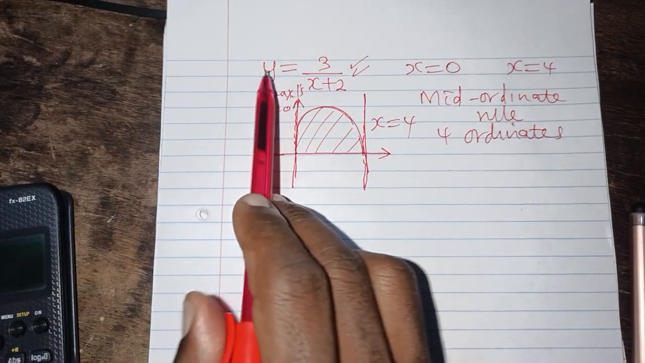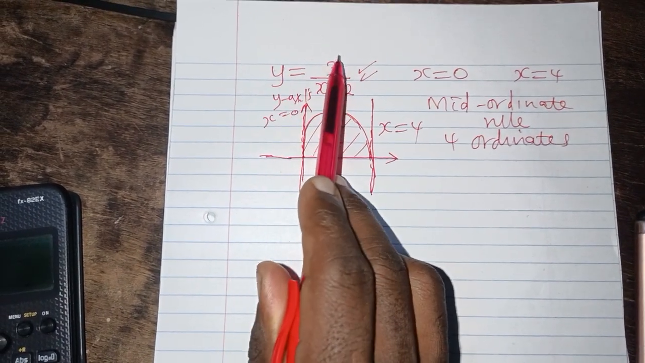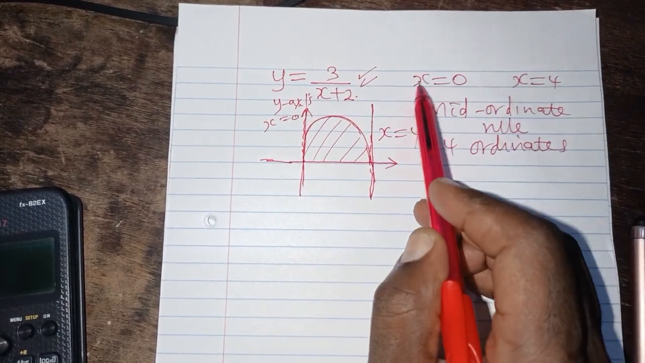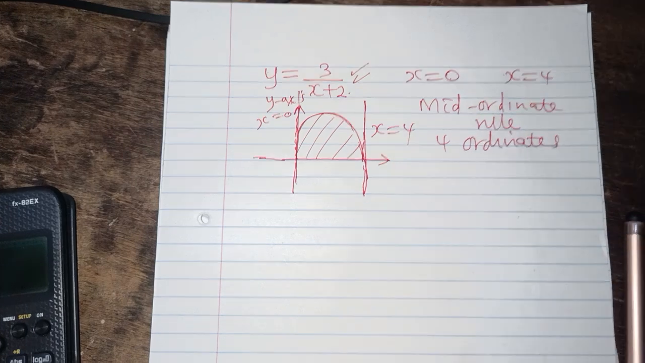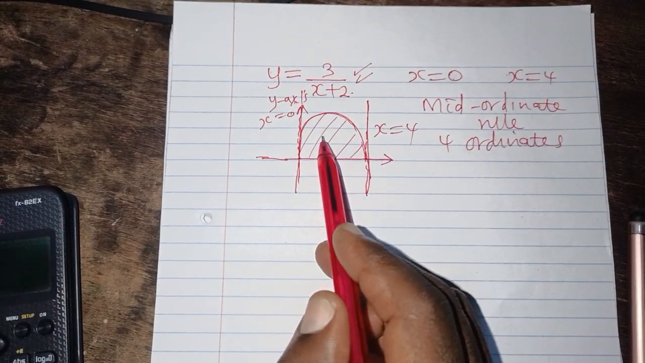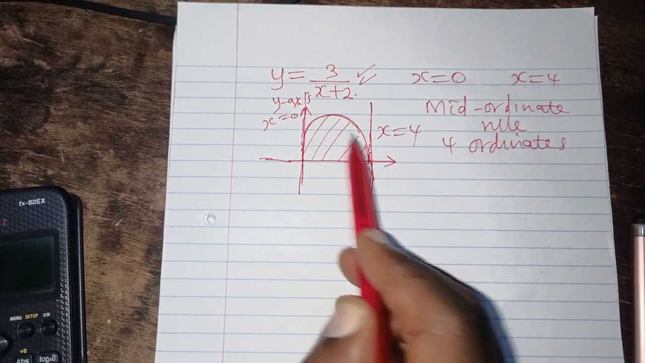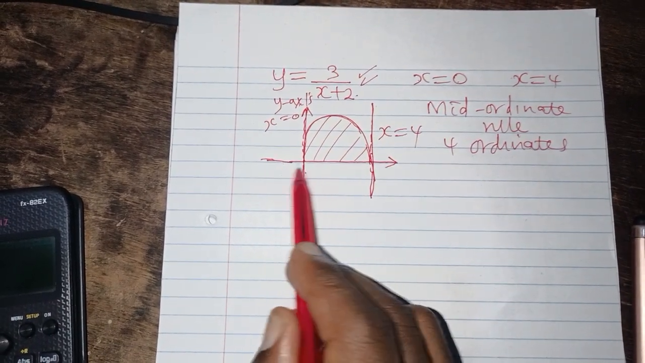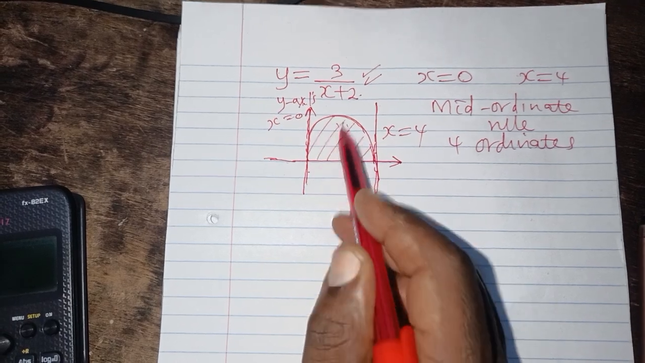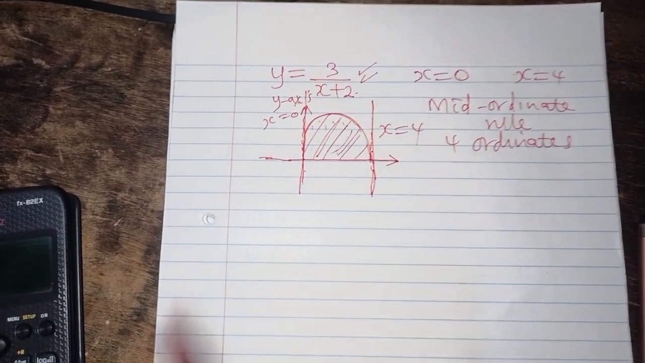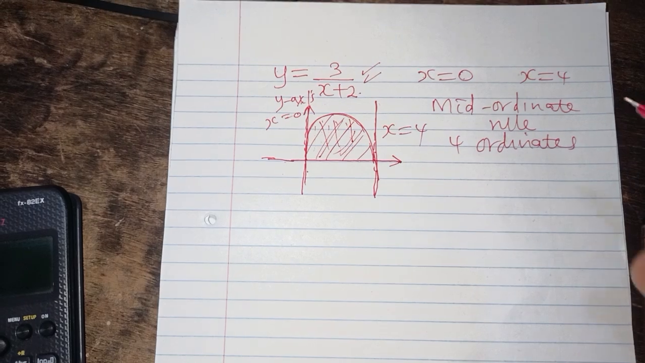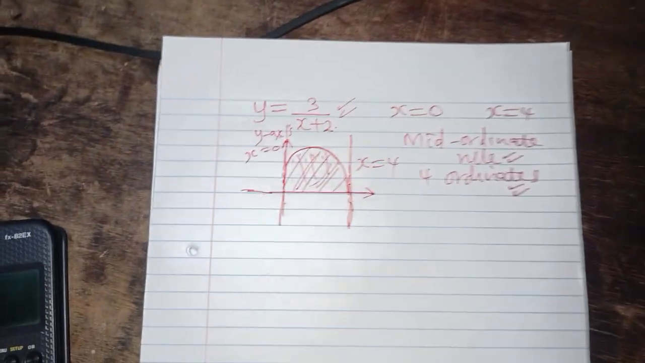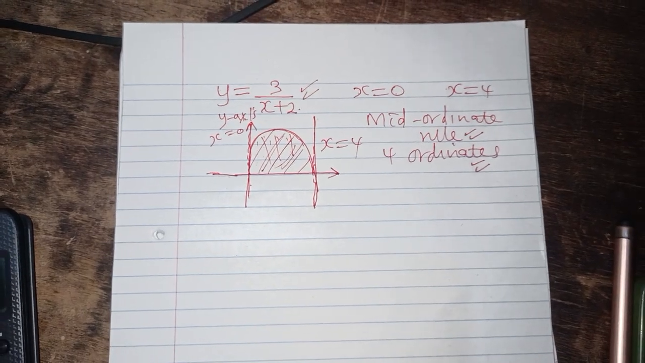So I'm given the equation of a curve, which is y equals 3 over x plus 2. And I'm told the other lines to be considered are x equals 0 and x equals 4. I'm told to get the area that lies between the curve, the lines x equals 0 and x equals 4, and of course y equals 0. So the area just between this, or the area indicated here. You're supposed to use the mid-ordinate rule with 4 ordinates exactly to get the area that lies between those lines and that curve.